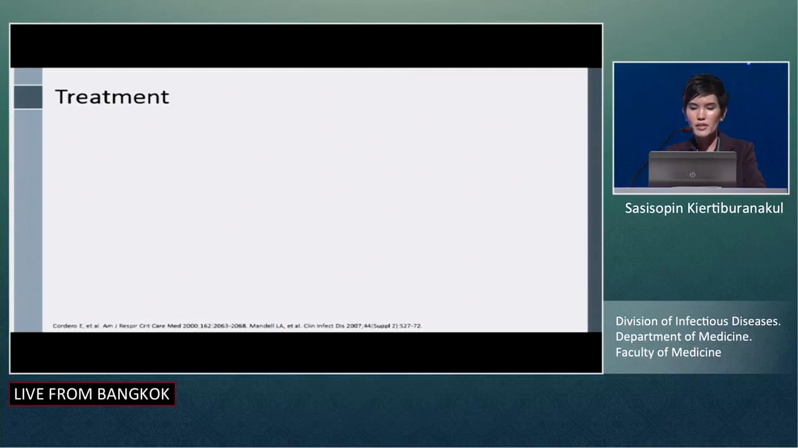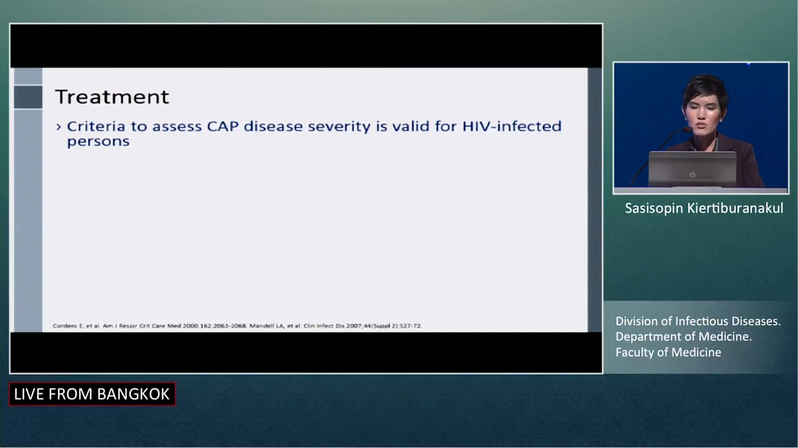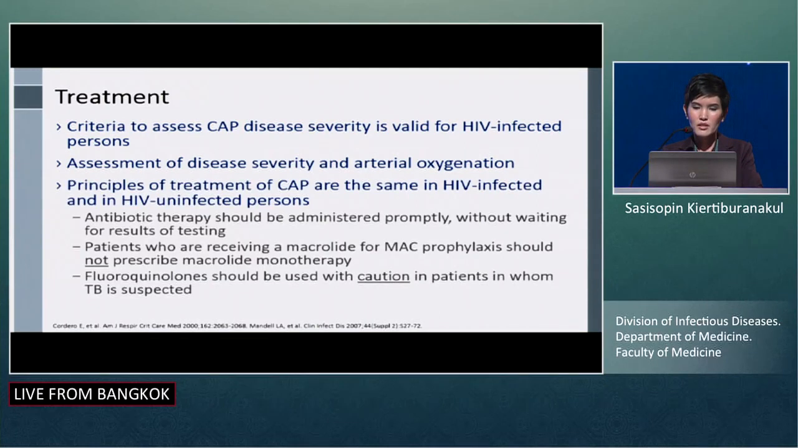For the treatment of bacterial pneumonia in HIV-infected patients, normally we use the same criteria to assess community-acquired pneumonia as in non-HIV infected patients. And there are some principles for the treatment of community-acquired pneumonia in HIV-infected patients. Overall, the principle is the same. We have to choose antibiotics and give them promptly without waiting for the culture results. But if the patient is receiving a macrolide for MAC prophylaxis, you should not prescribe macrolide monotherapy. And also, if you are not sure about tuberculosis, you don't prescribe fluoroquinolone as empirical therapy. In that case, you need to use it with caution.